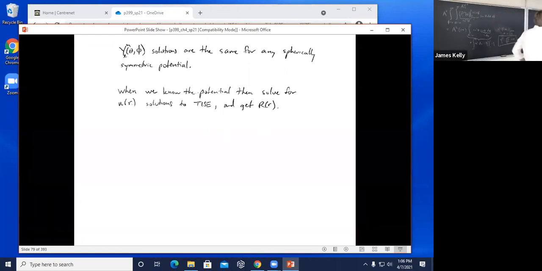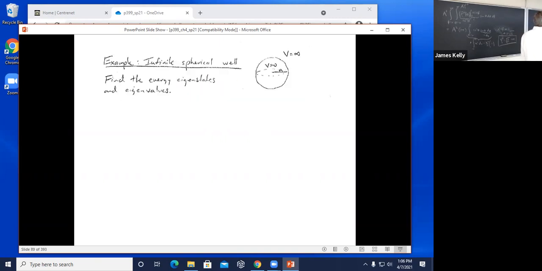Okay, so we now need to know what the potential is in order to solve for R of r. And here's the example we're going to do as a stepping stone to get to the hydrogen atom, to sort of show how this stuff fits together, because it is confusing even in this simple case. This is called the infinite spherical well.